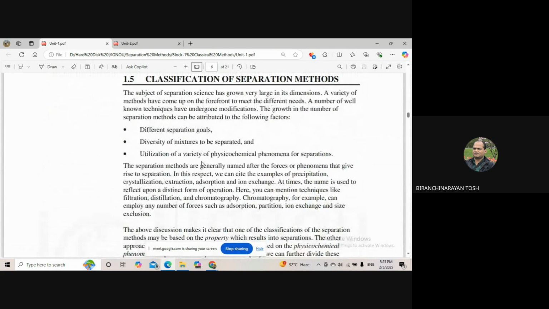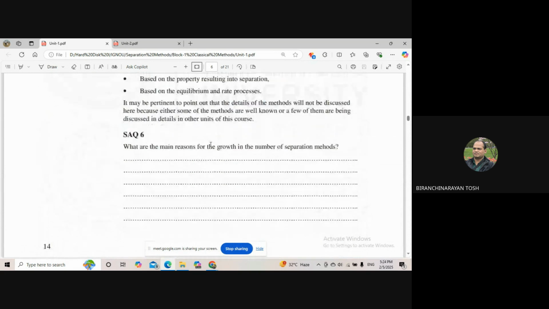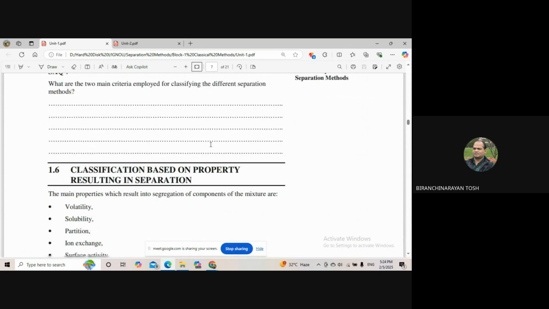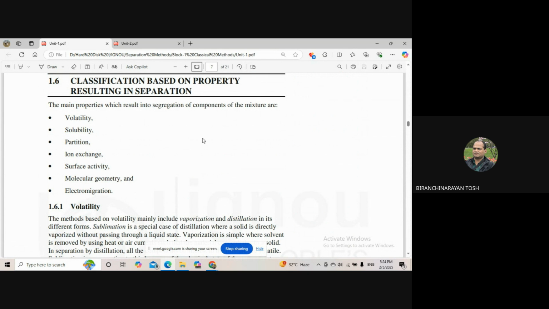Then the classification of separation methods in a broad view, you can say. The separation methods depend upon some physical and chemical properties. Depending upon that, we have different types of separation methods. The main properties which result in segregation of components of the mixture are volatility, solubility, partition, ion exchange, surface activity, molecular geometry, and electromigration.